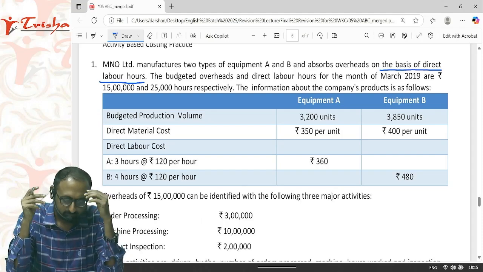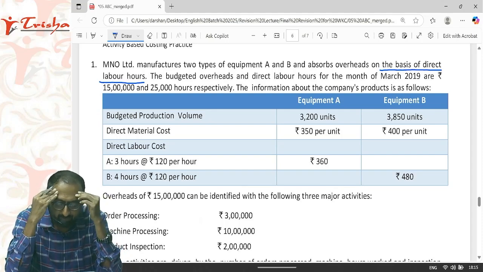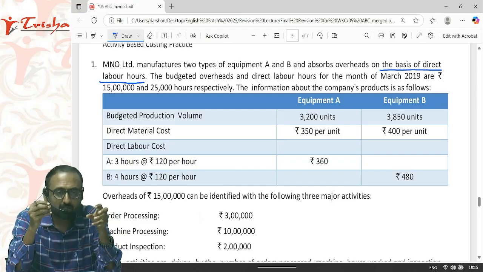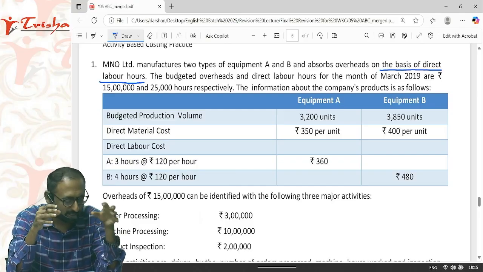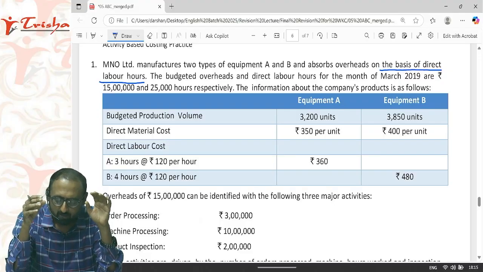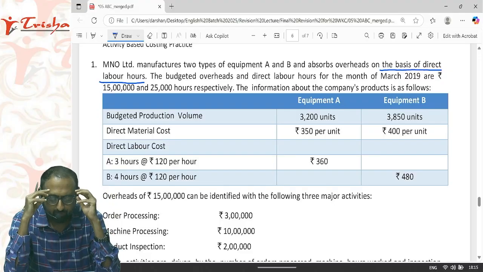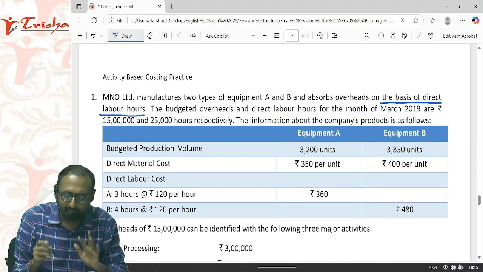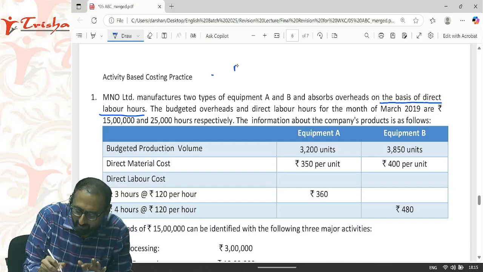Tell me, sir. A fast answer is expected, sirji. Are machine hour rate, labor hour rate and unit rate applicable in activity based costing, or only in the traditional method of costing? Traditional method of costing. So what is the formula for labor hour rate? Is it budgeted overheads divided by budgeted labor hours?